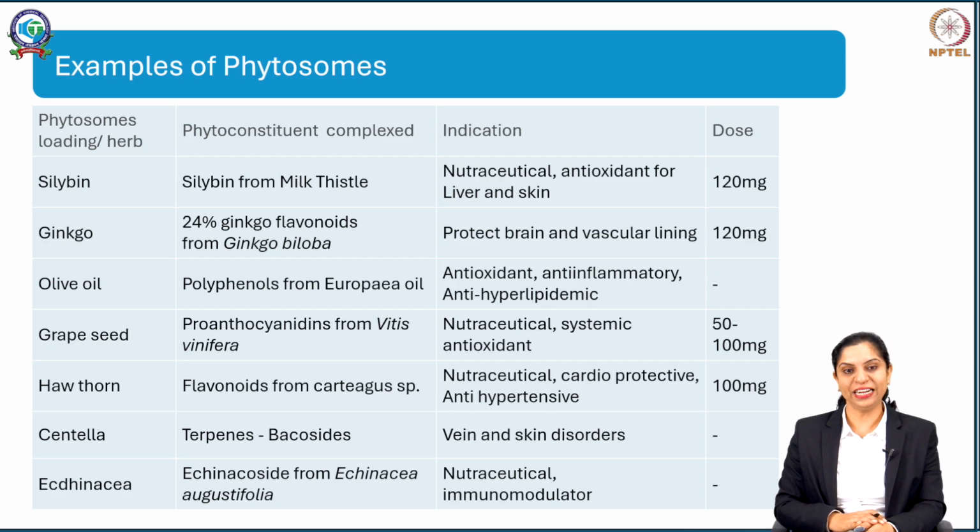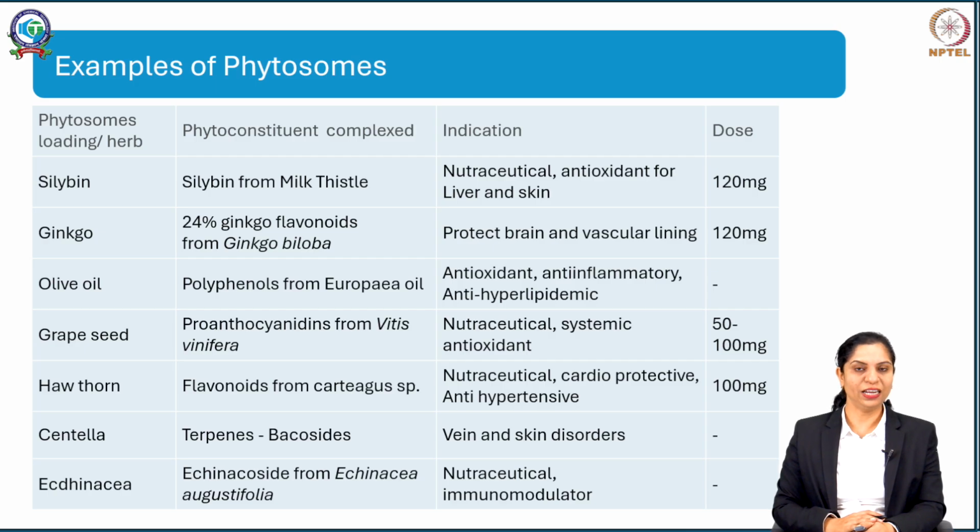Again, if you see the second example, it is ginkgo. Ginkgo is used as an anti-aging agent. It prevents neurodegeneration and it protects your brain and vascular lining. So ginkgo phytosomes contain ginkgo flavonoids, which are the active compounds in it, almost 20%, or that is, 24% flavonoid loading was done with the help of phytosomes.